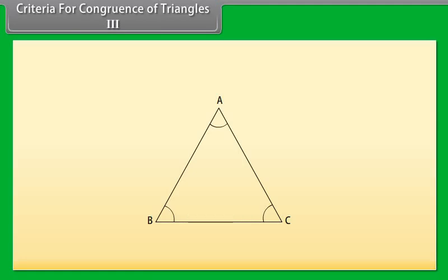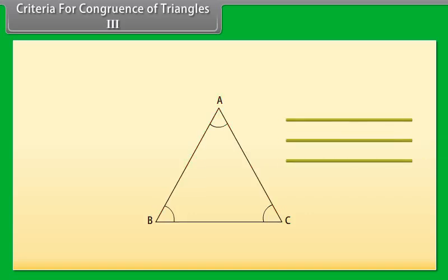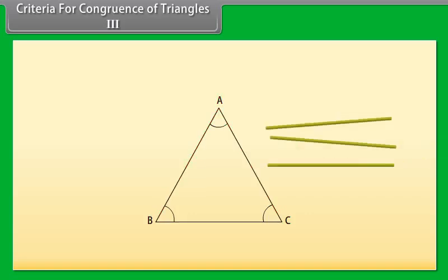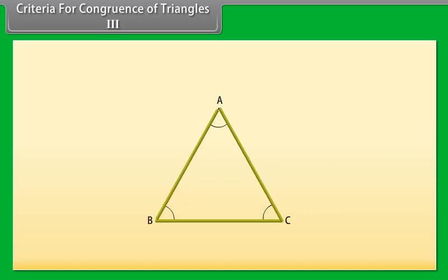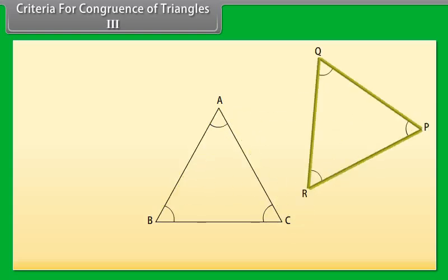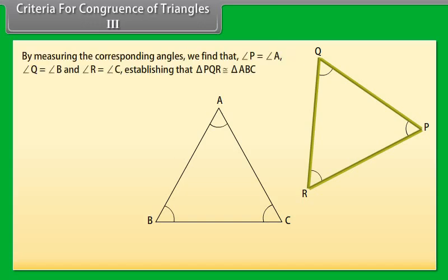In order to explore another criterion, we again take a triangle ABC. Now take 3 thin sticks equal in lengths to sides AB, BC and CA of triangle ABC. Place them in any order to form triangle PQR near the triangle ABC. By measuring the corresponding angles, we find that angle P is equal to angle A, angle Q is equal to angle B, angle R is equal to angle C, establishing that triangle PQR is congruent to triangle ABC.